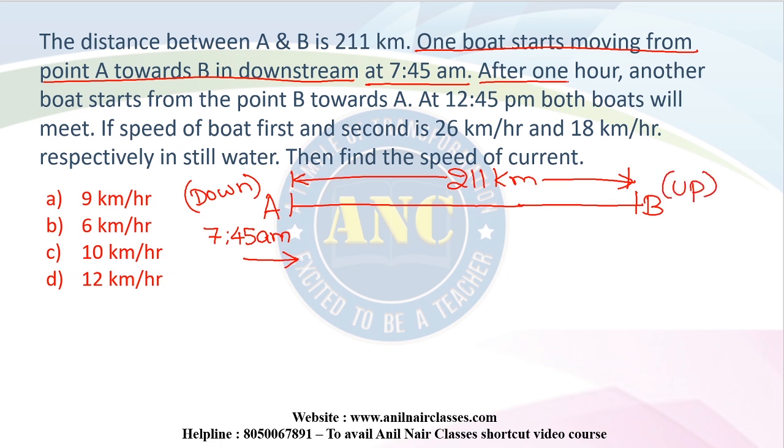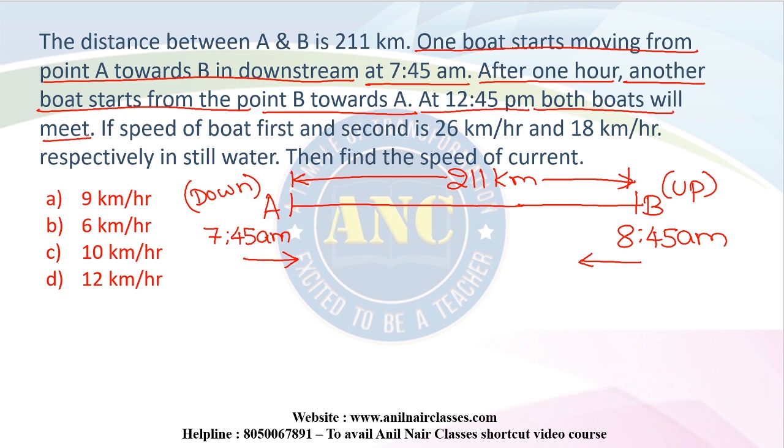Next, after 1 hour, another boat starts from point B towards A. Observe carefully, in the question they have not given us upstream, but it is understood for us. After 1 hour means it is 8:45 a.m. The second boat, in the opposite direction, is starting and going like this in the upstream direction. At 12:45 p.m. both the boats will meet. Now in the trains problem we discussed, we were finding this 12:45 p.m. as our answer. We were finding that value, but in this question that itself is given, at some point called 12:45 p.m.